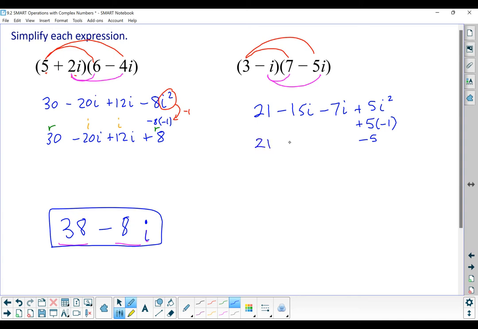So we've got a 21, a negative 15i, a negative 7i, and a negative 5. So if we combine our real terms together, the real terms are the 21 and the negative 5. So that gives me a total of 16 real. And the imaginary part is a negative 15 and a negative 7. So that gives me negative 22i. Whoops, that's not my best handwriting. I'm sorry. All right, so that's our answer in standard form.